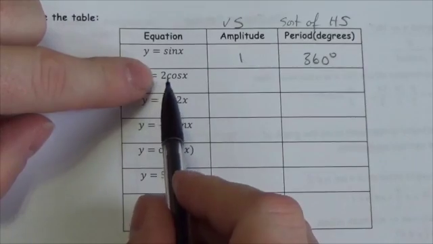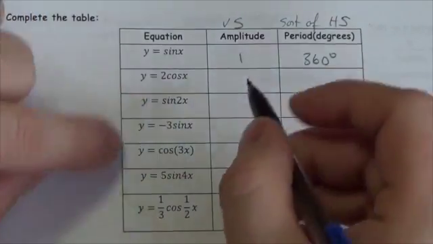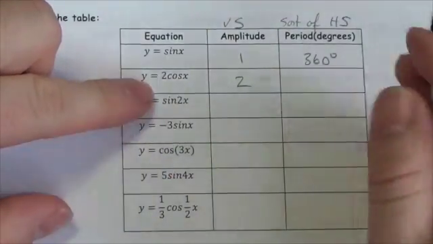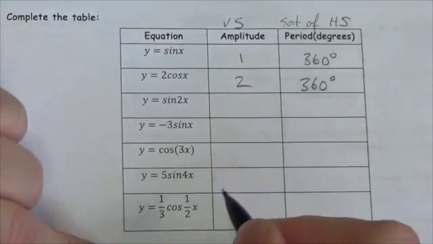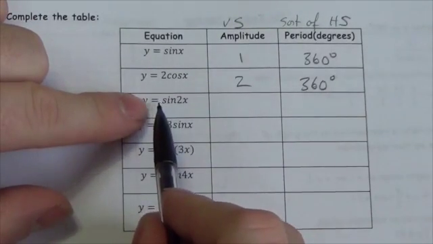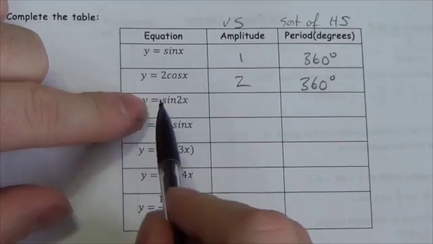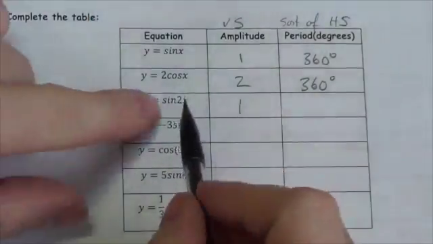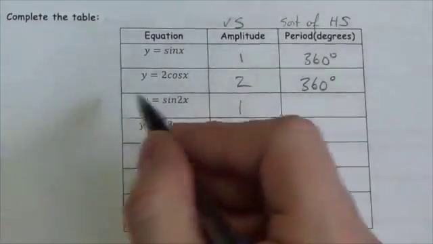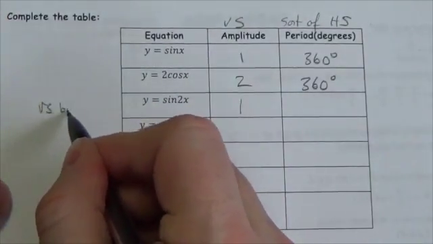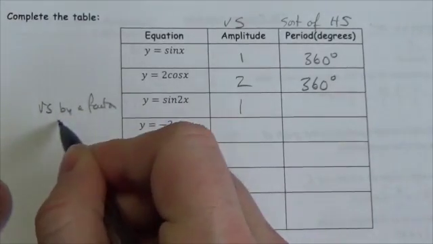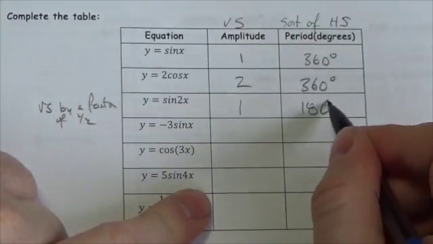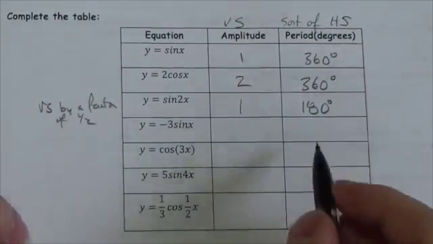So now let's take a look at it. This has had a vertical stretch by a factor of 2. That means its new amplitude is 2. There's been no horizontal stretch, so the period is still going to be 360. Here, remember the vertical stretch would come in front. Since there's nothing there, I assume that the number there is 1, so the amplitude here is going to be 1. This time, there's been a horizontal stretch by a factor of a half. So instead of being 360, this is going to be 180. That's my new period there.